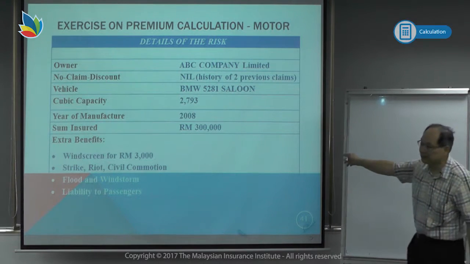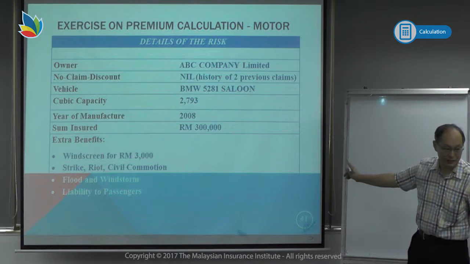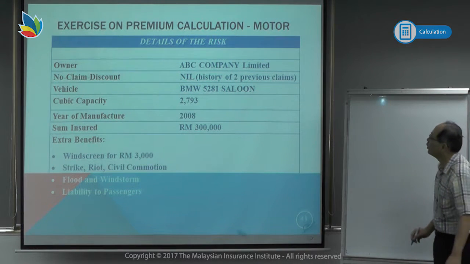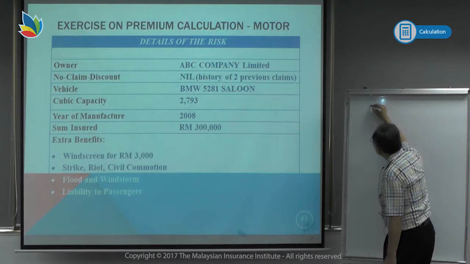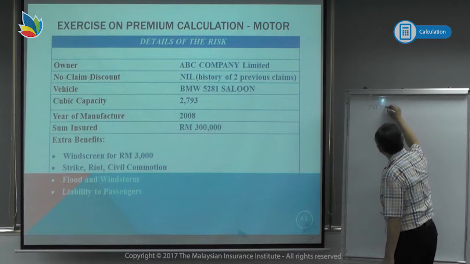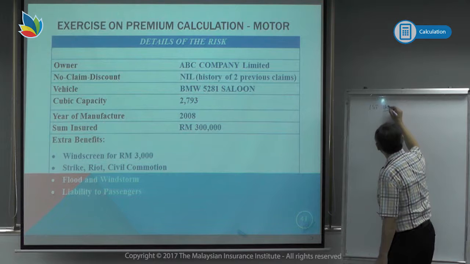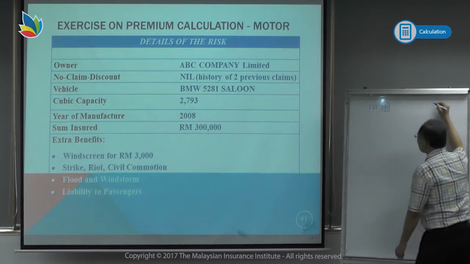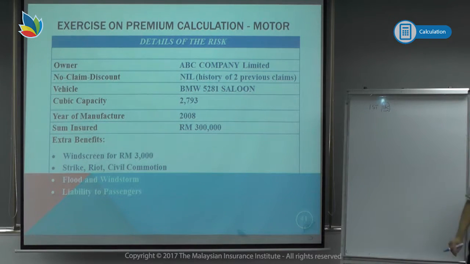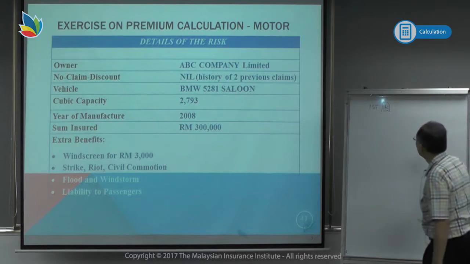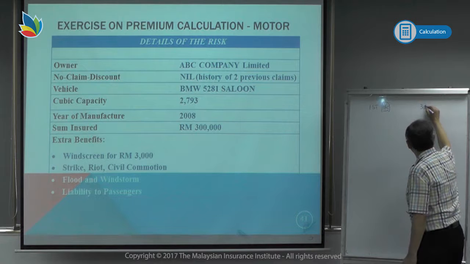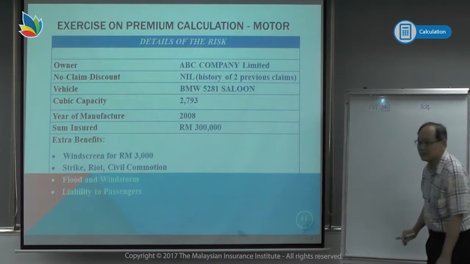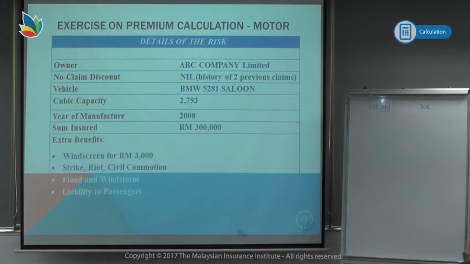Based on the tariff that was shown just now, or based on your book, first 1,000, how much is the premium? Based on the tariff. $304.20.